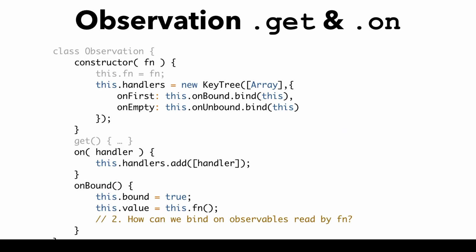So we can use this feature of KeyTree to cache the evaluator result when the observation is bound for the first time. We make the handlers KeyTree call onBound when the first handler has been added to the tree. In onBound, we can cache the value.